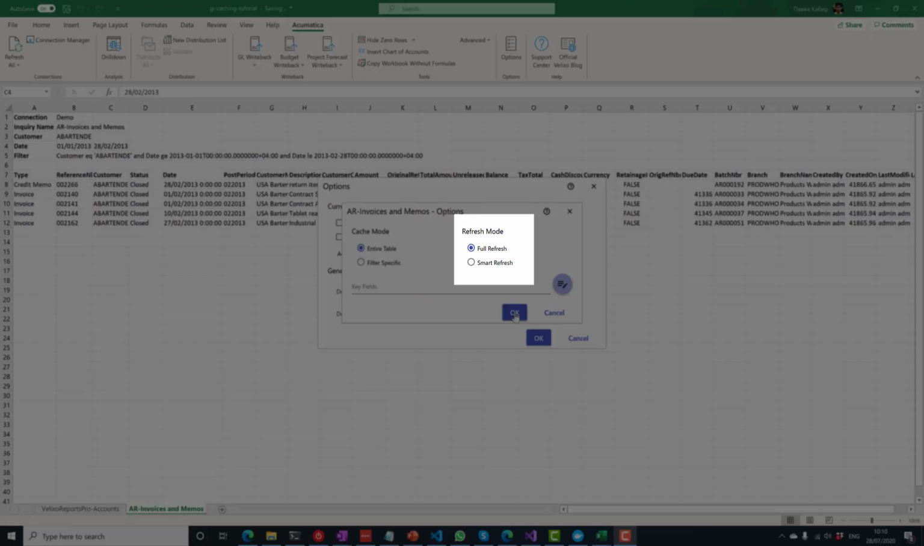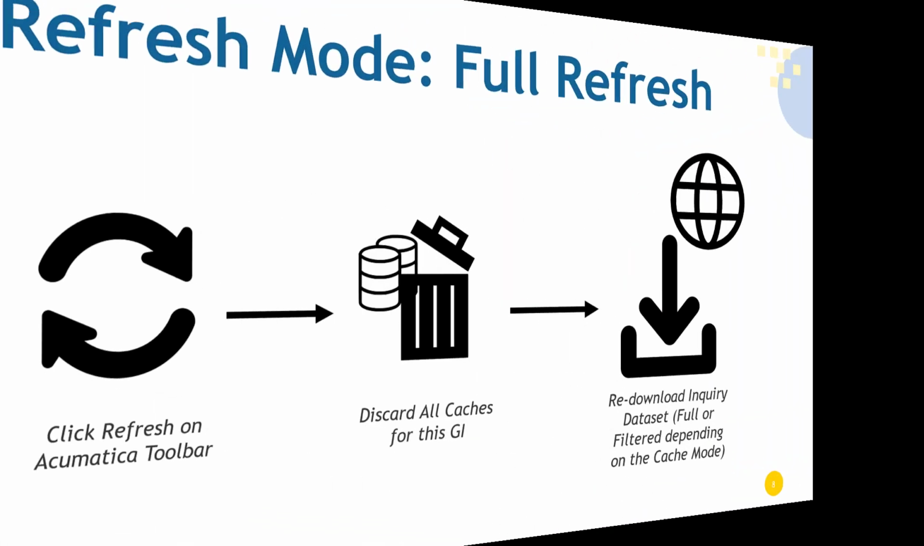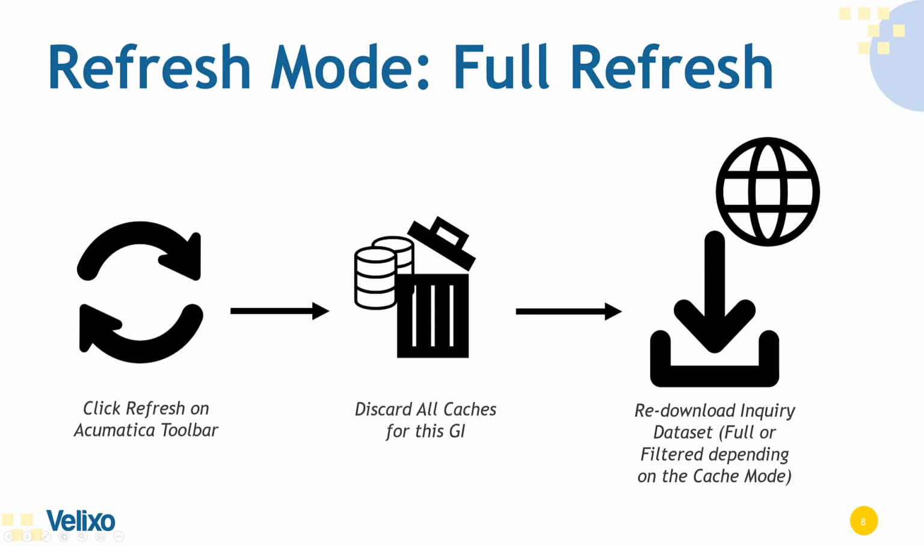Now let's talk about the refresh mode. The default setting is full refresh. Under this setting, Velixo reloads the data from the wire every time you click refresh on the Acumatica toolbar. Depending on the cache mode we discussed earlier, it will either be the whole inquiry dataset or the whole filtered dataset. But at any rate, it will always discard the local cache and reload the data anew.